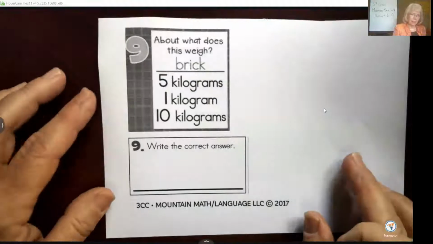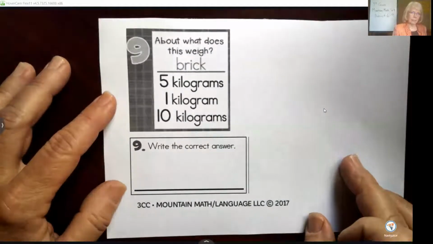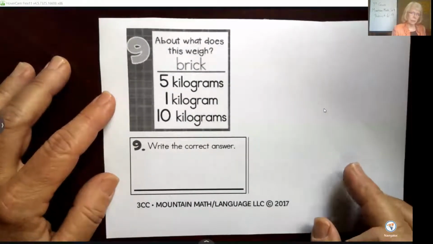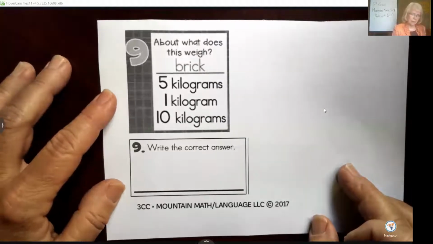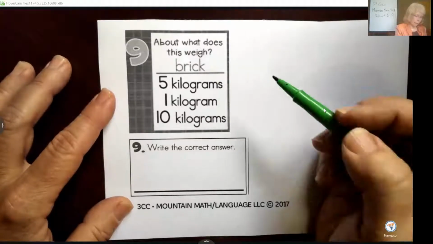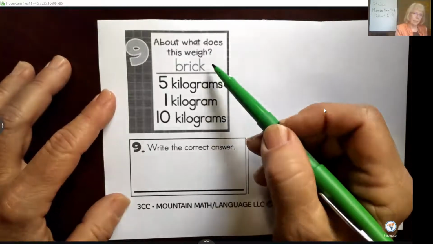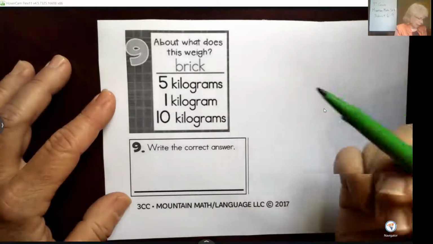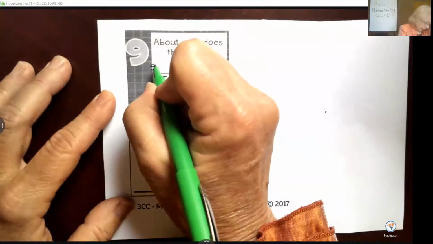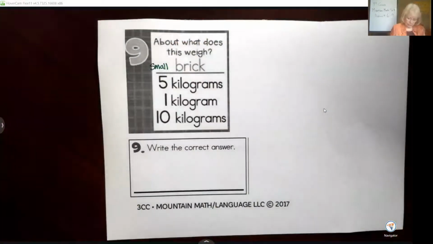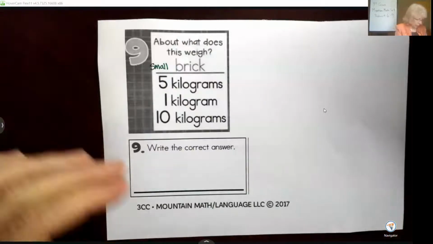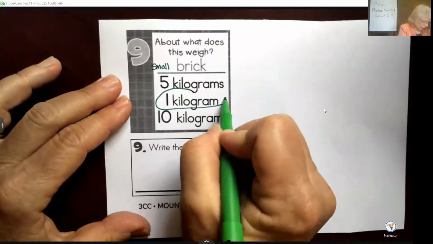Okay, here we go for our last one. This is kind of hard because I don't know that you've really studied the metric system, where we measure in grams instead of ounces and pounds, but this will give you an idea. They're asking about what this weighs, this being a brick. So I'm going to modify this and say a small brick to get the answer that they want us to do here, which is 1 kilogram.